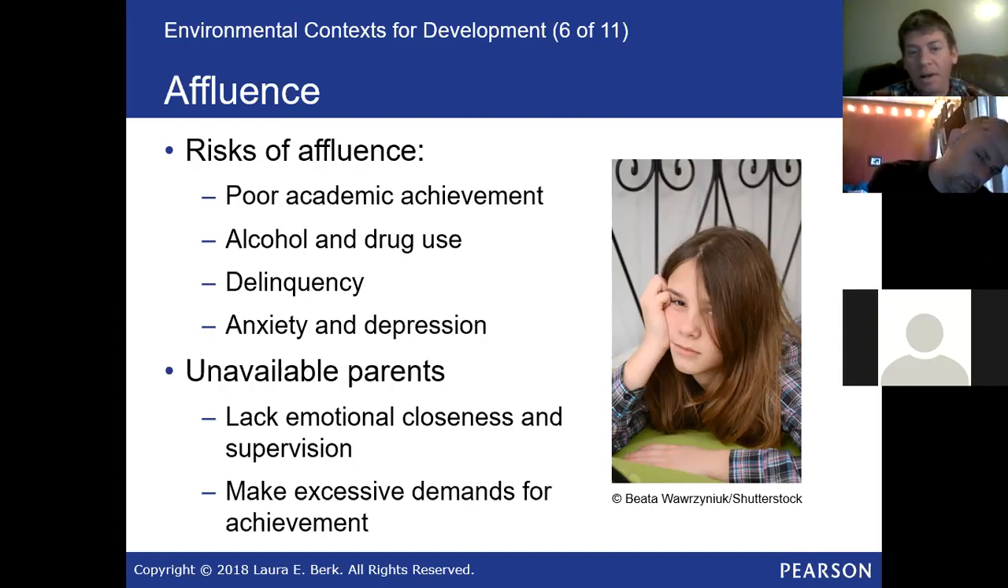The parents are often unavailable. They lack emotional closeness and supervision. And the parents might make excessive demands for achievement, right? You've got a mother who's a surgeon, and a father who's a lawyer, whatever. They might have a higher threshold of achievement than a mother who's a teacher and a father who's a truck driver or something, you know, different expectations.